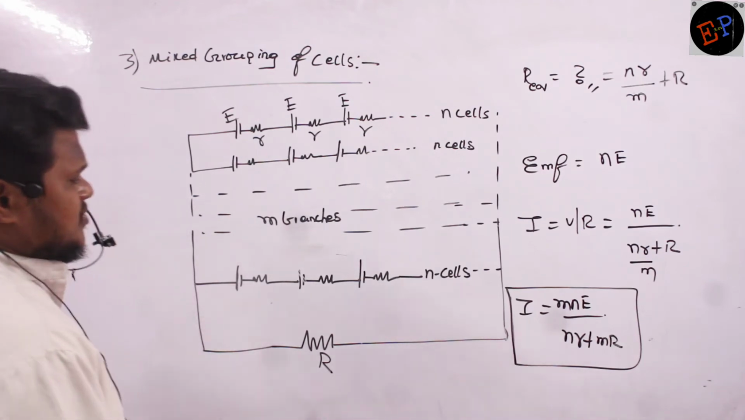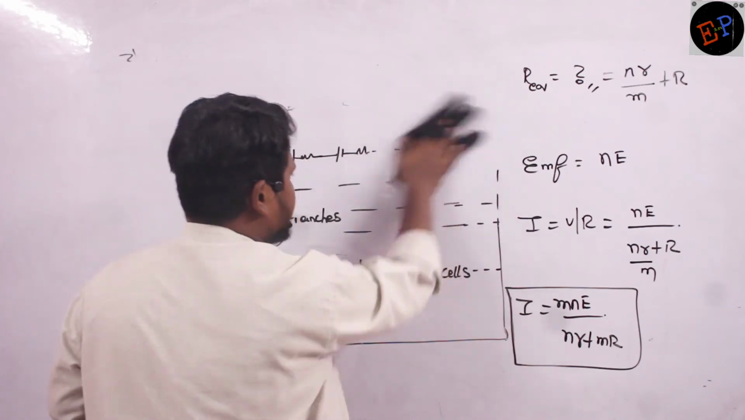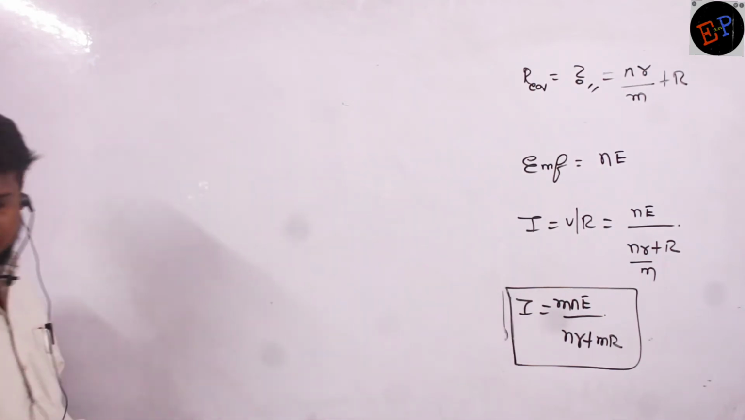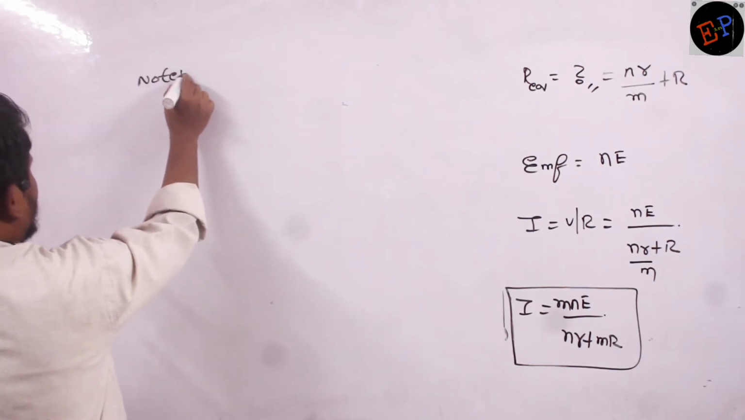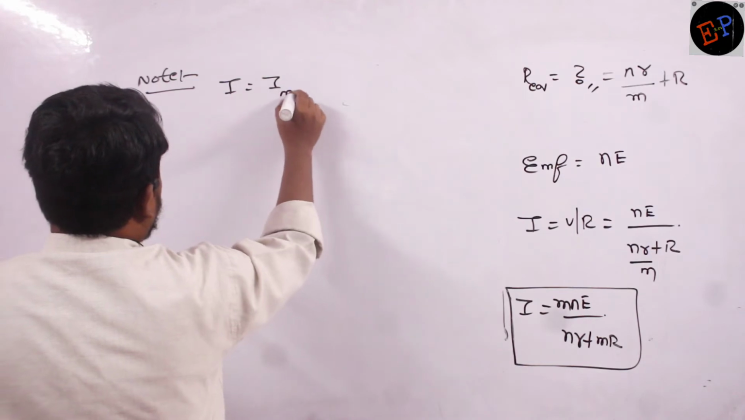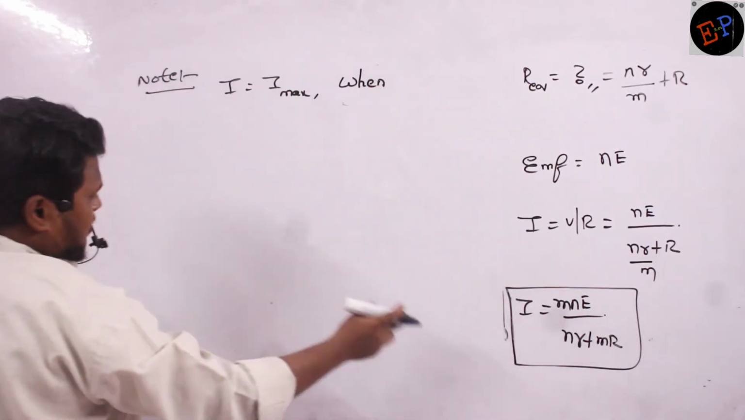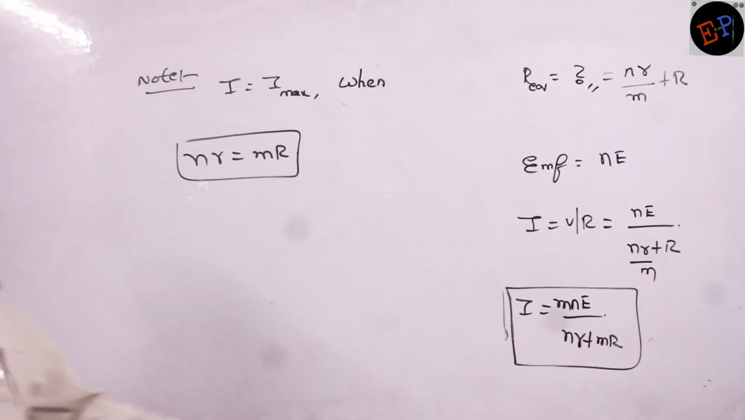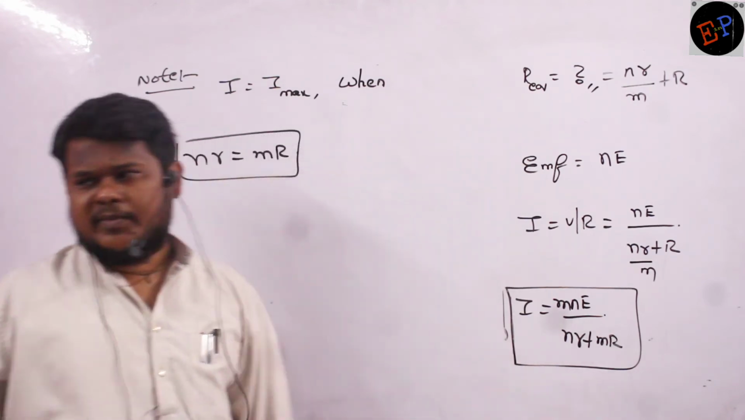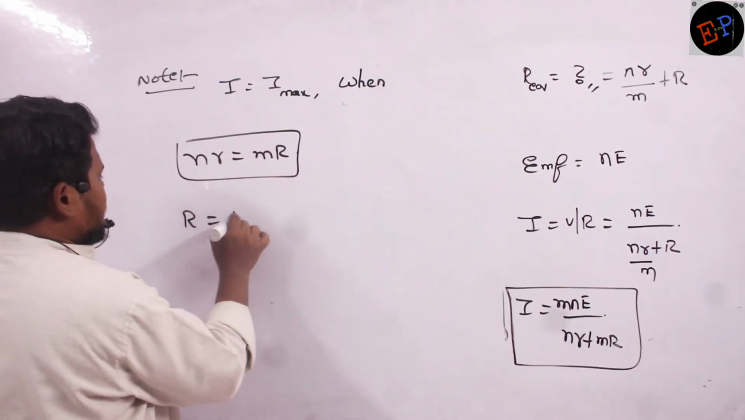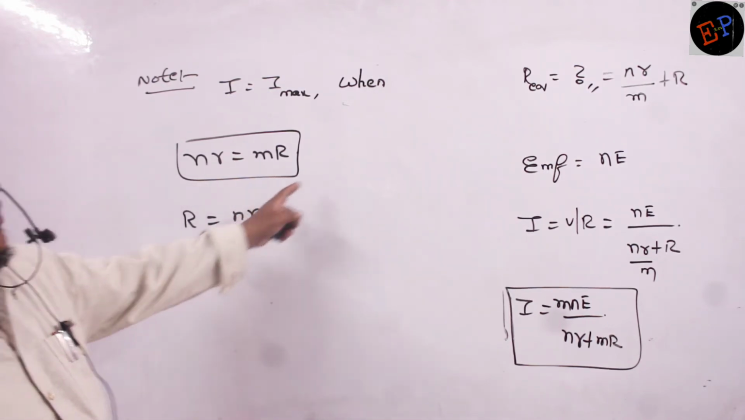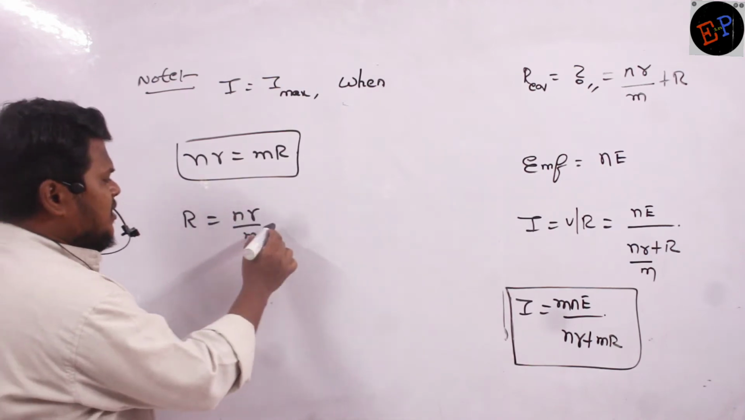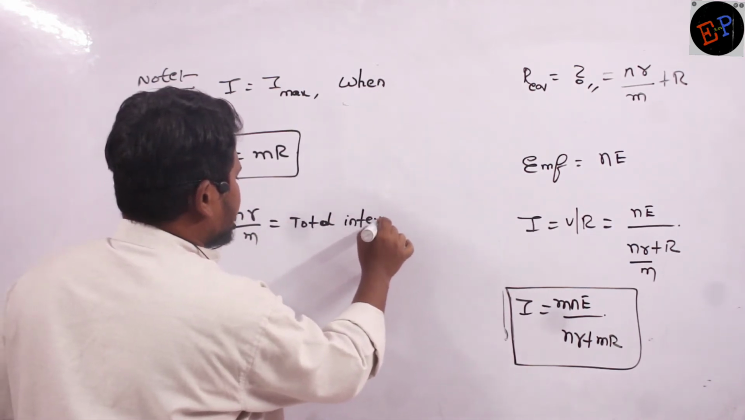Now there is one case in which maximum current flows. So the note point we will write without any case. Note point is that current will be maximum, I max, when NR is equal to M capital R. This is the condition. In the denominator I have NR and MR. When these two are equal, the current will be maximum. Or you can say R is equal to NR divided by M. And NR divided by M is the total internal resistance of the cells.